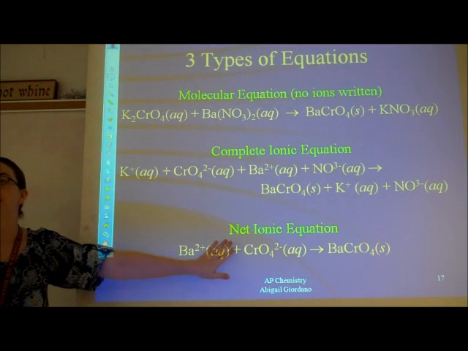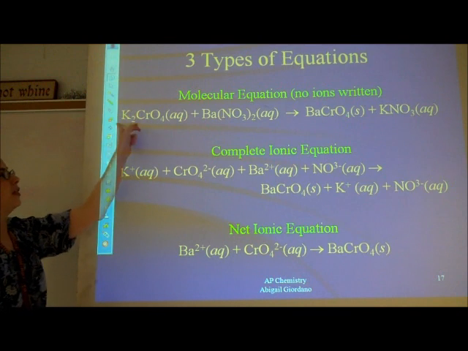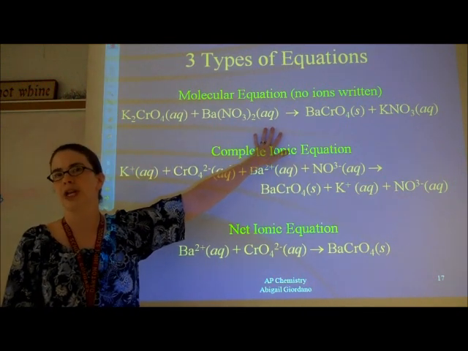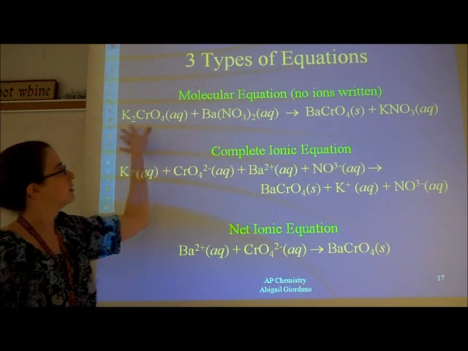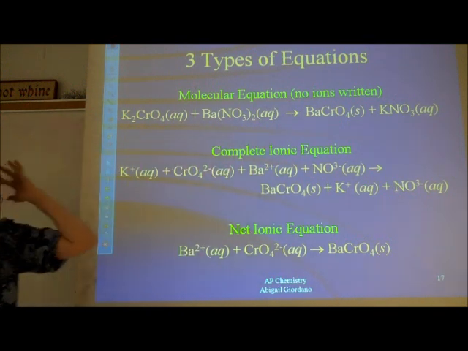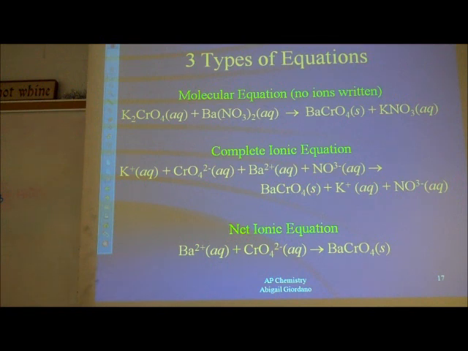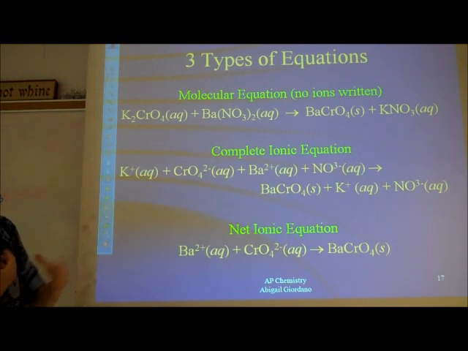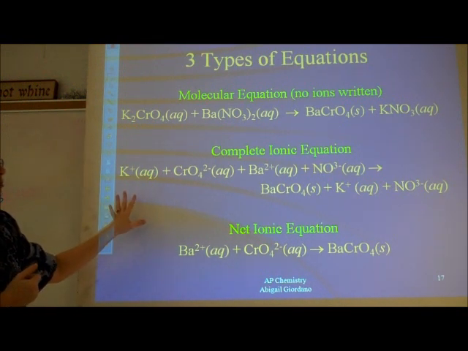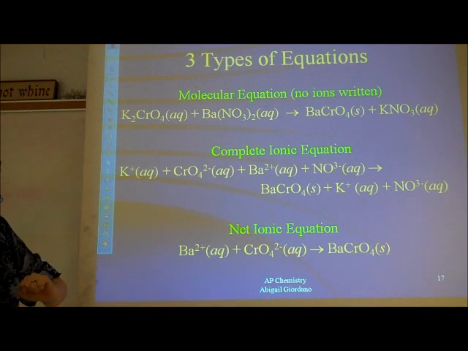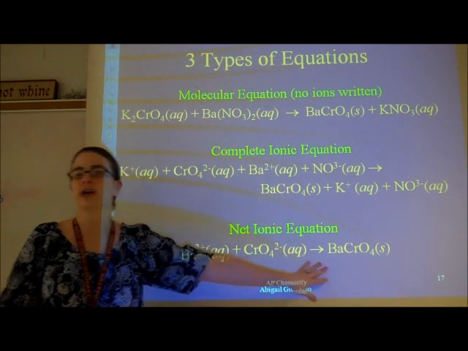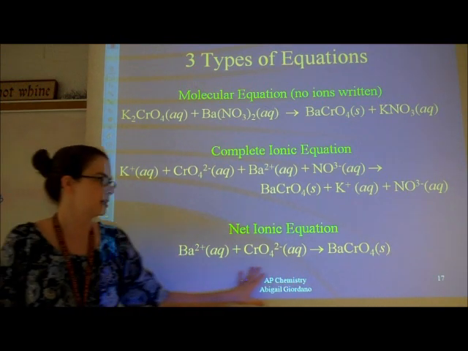These three things have names. This is the kind of equation you have been writing since you were in Chem 1. Your most basic equation, reactants and products, not worrying about solubility. That's a molecular equation. When you split things up, when you ionize things that are soluble, but before you've canceled anything out, that is called a complete ionic equation. And this is the one that we are going to focus on, our net ionic.